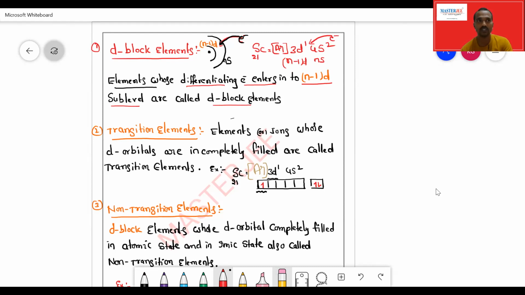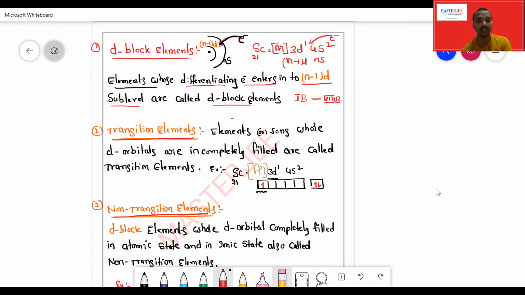So all these, first B, second B up to 8th B group, are called d block elements only. The d block elements are divided into transition elements and non-transition elements. What is meant by transition, I will explain later. First of all, we will see what transition elements are and what non-transition elements are.